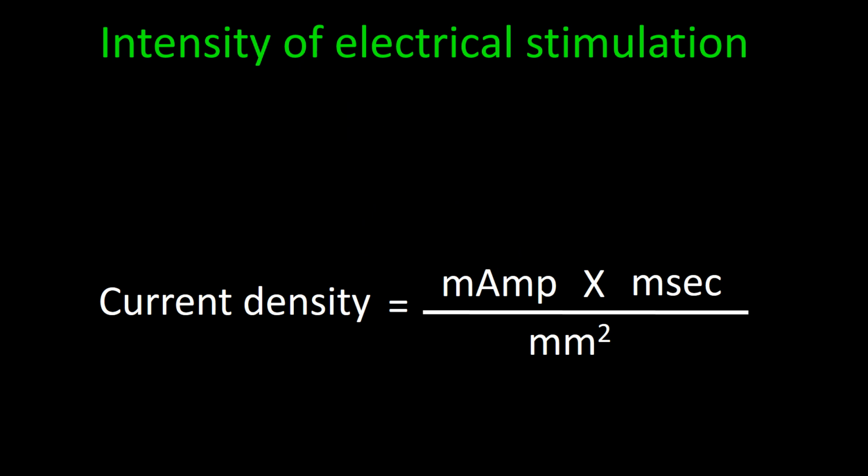Excitation is greatly influenced by two factors. The first factor is the intensity of the electrical stimulation. The intensity of an electrical stimulation corresponds to the current density produced by a stimulator. The current density is directly proportional to the magnitude of the stimulation, which is given in milliamps, and the duration of the stimulation, which is given in milliseconds, and inversely proportional to the area involved by the stimulus. The area is given in square millimeters.